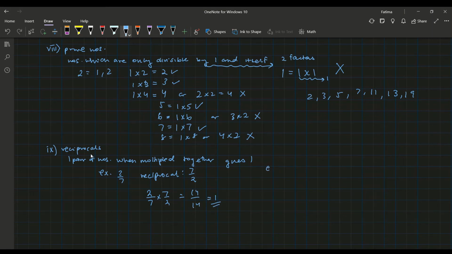In the same way, if we had, for example, 3. Now, you should know that integers can be written in the form 3 by 1. So the reciprocal of this would be flipped, so 1 by 3. Now, if I did 3 by 1 into 1 by 3, I'd be getting 3 by 3, which is equal to 1. So that is our definition for reciprocals.